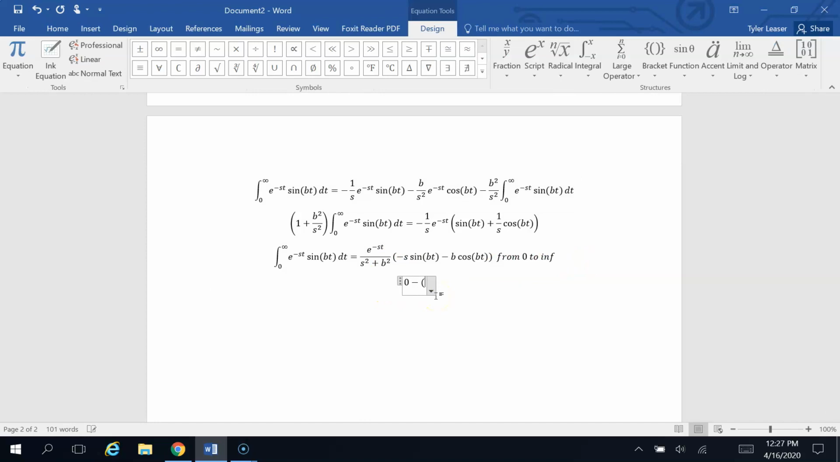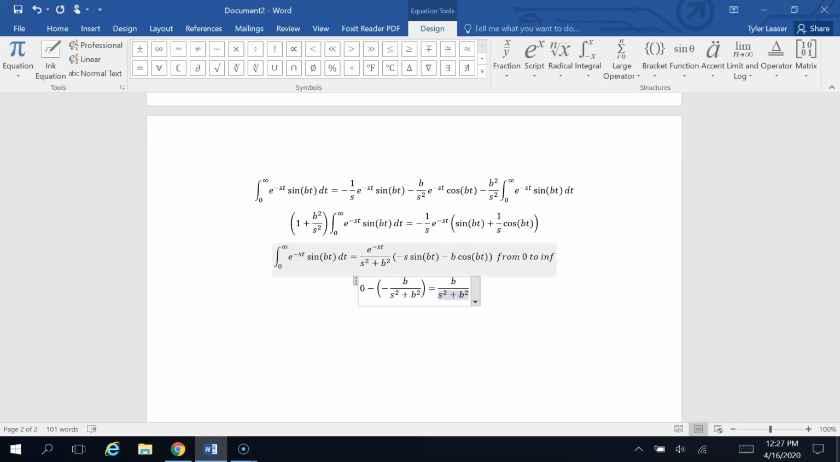Minus, if I plug 0 in for all of this, e to the negative st is going to go to 1. Sine of bt is going to go to 0. Cosine of bt is going to go to 1. So we end up with just the 1 over s squared plus b squared, and we end up with a negative b. So it's negative b over that s squared plus b squared. The double negatives cancel out. This is our final answer here, b over s squared plus b squared.